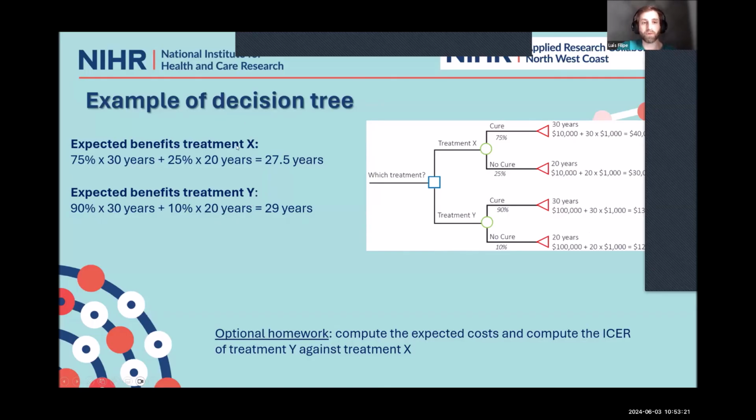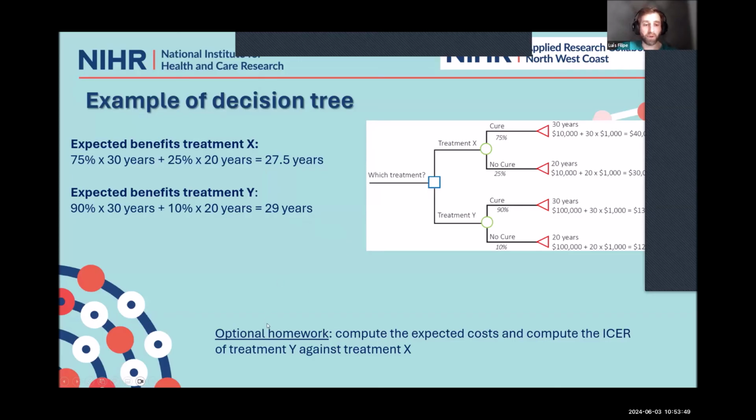And you will see that for treatment X, the computation gives you 27.5 years. For treatment Y, you get 29 years of expected life for the average person. Okay, any questions? So it's a little bit mathematical, but I hope it's still understandable.